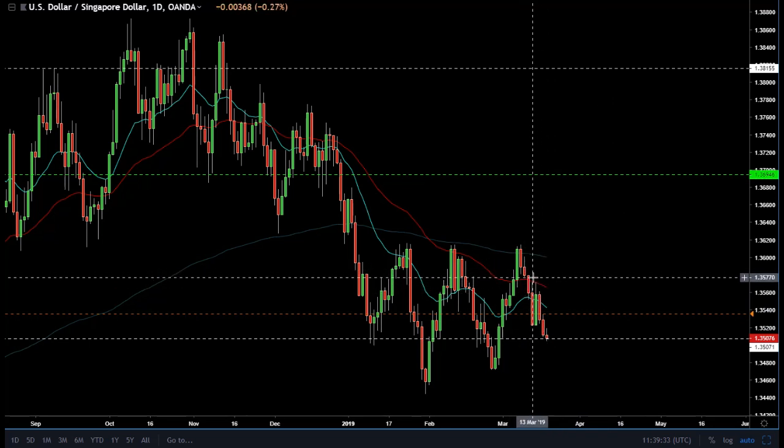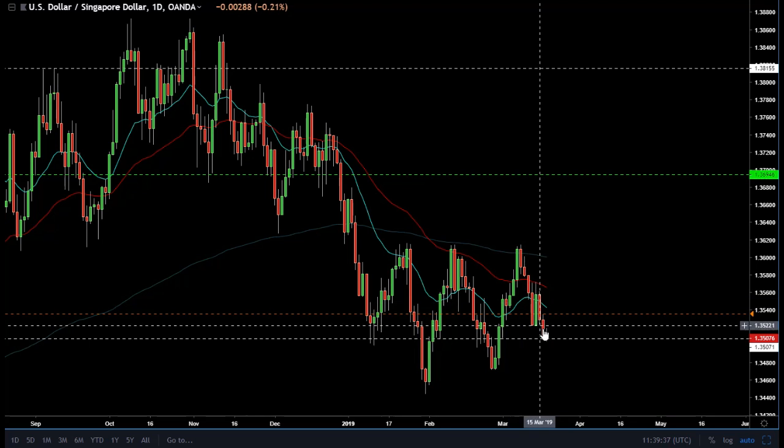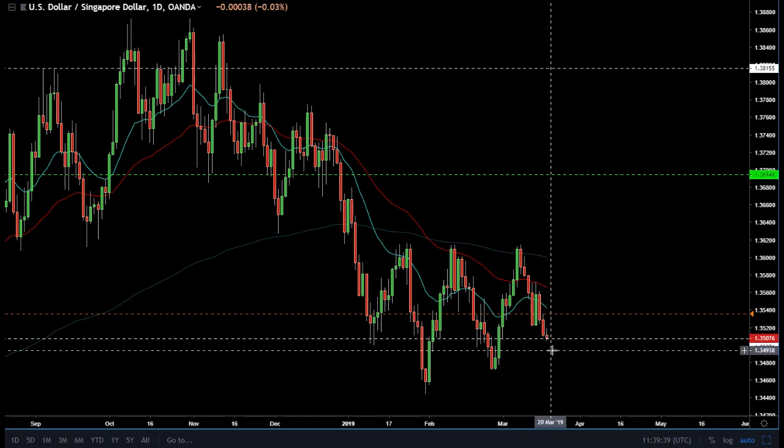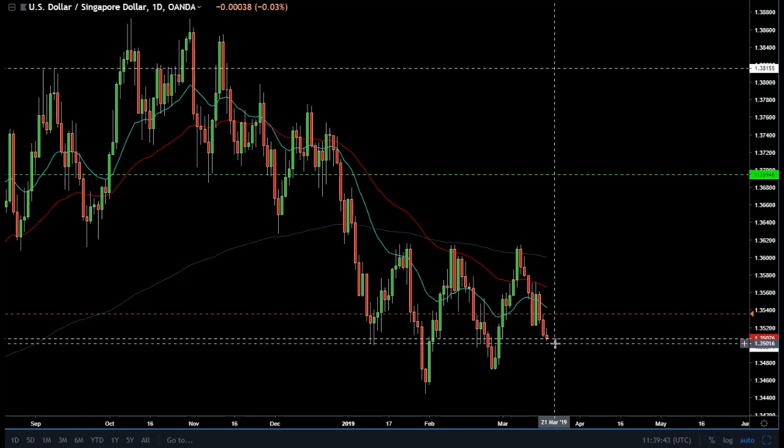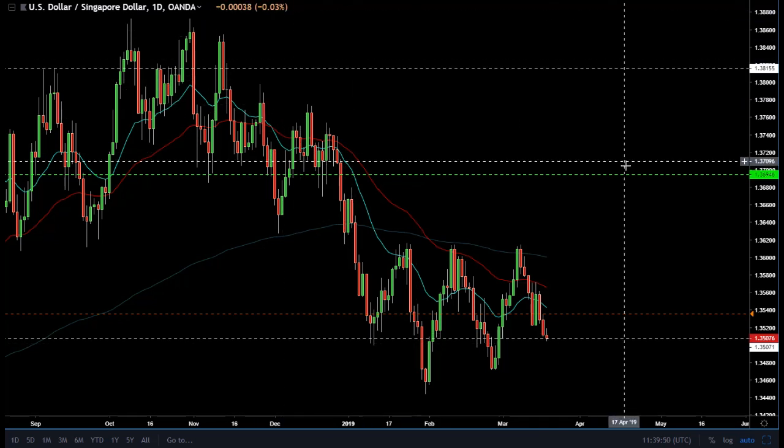Now, we are still below the 50 EMA, and we still don't have plenty of confirmation for a buy. But if we would have, let's say this candle would turn into a bullish engulfing by end of the day, then for instance we could look at a nice buy the following day. And that concludes our dollar denominated pairs.